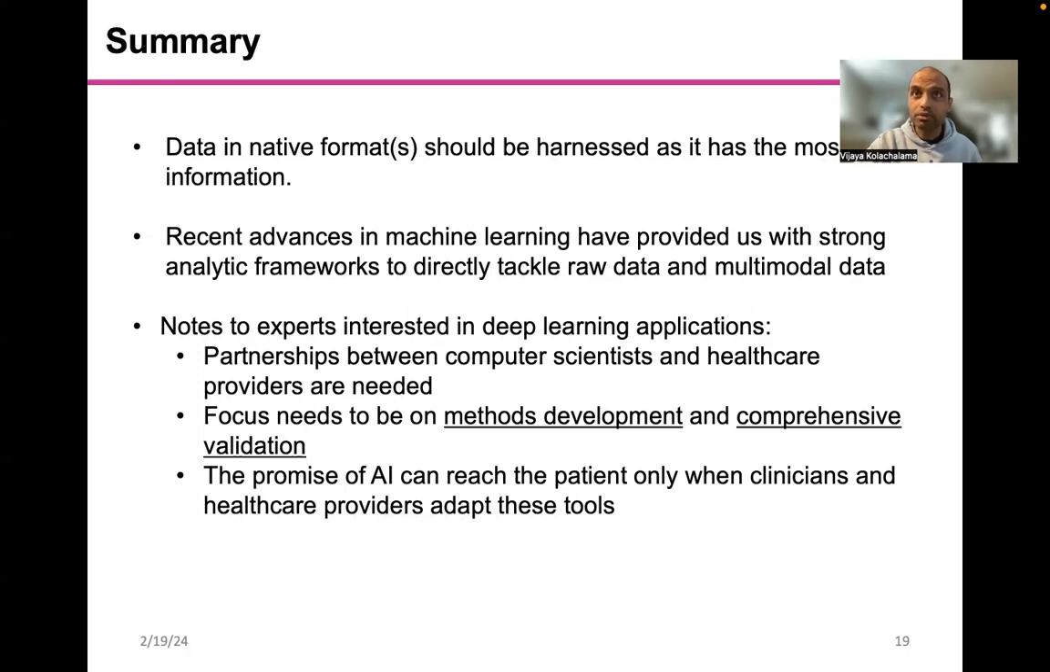What we also focus on is not just method development. Once you build these fancy machine learning models, they have to be validated. Only when you validate them will the end user, let's say the clinician, be able to appreciate them, because they want strong evidence behind all these model predictions. Finally, like I said earlier, the promise of AI, or the tools we build, can reach the patient only when we have these collaborations, and only when clinicians and healthcare providers adopt these tools, which means we need to make sure they are validated and understood by clinicians so that they can actually adopt them.